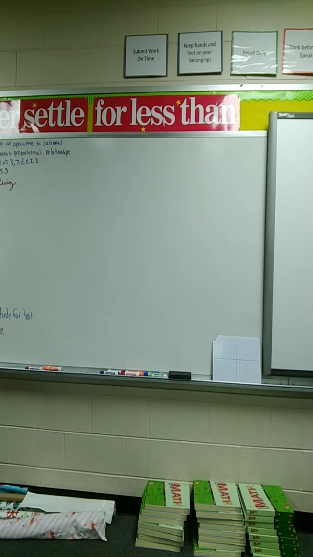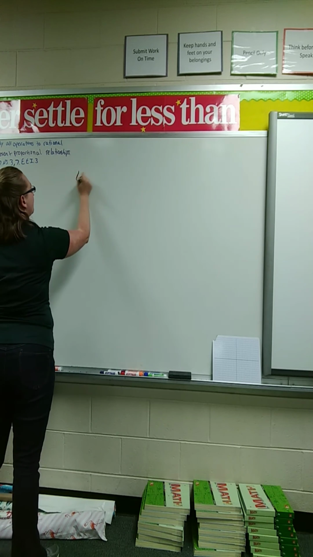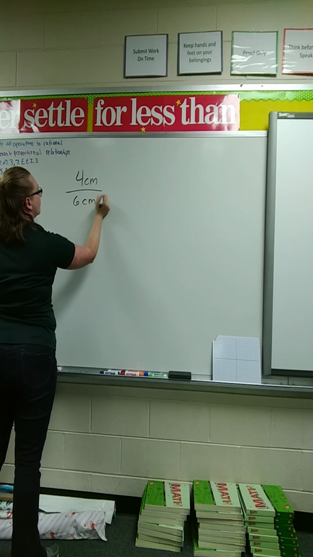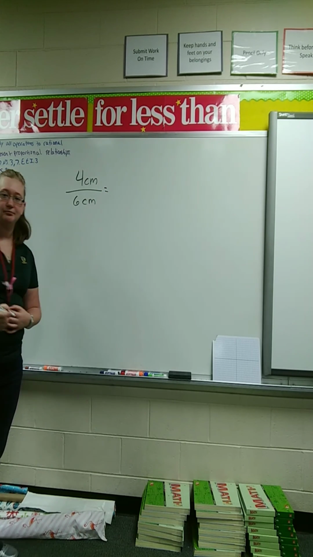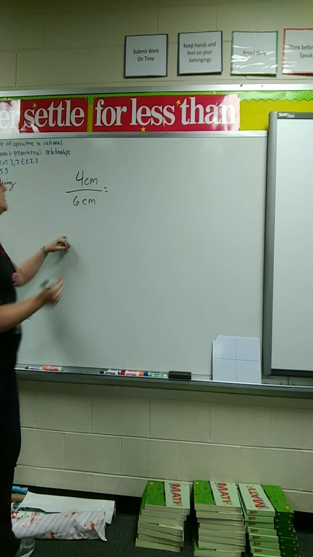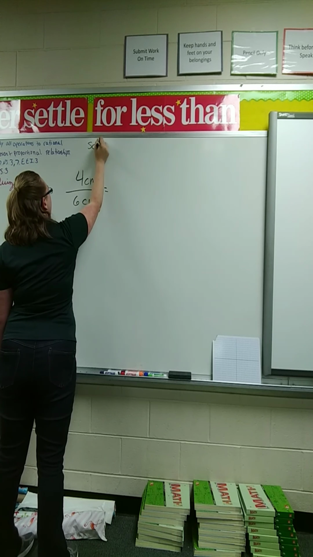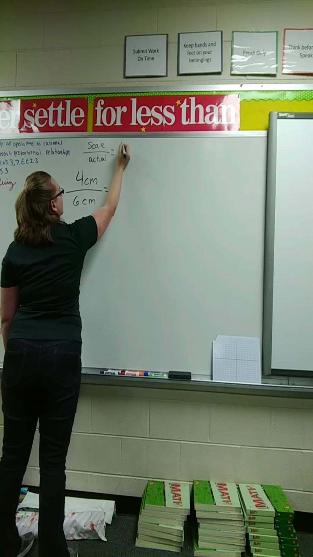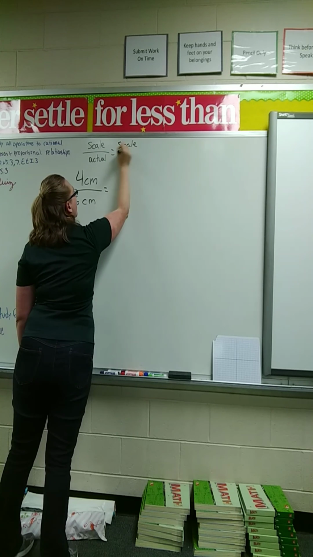Suppose a model of a dragonfly has a wing weight of 4 centimeters. If the length of the actual wing is 6 centimeters, what is the scale of the model? Okay. So I know that there's a ratio of 4 centimeters to 6 centimeters. We're going to write this as the scale over the actual being equal to the scale over the actual.